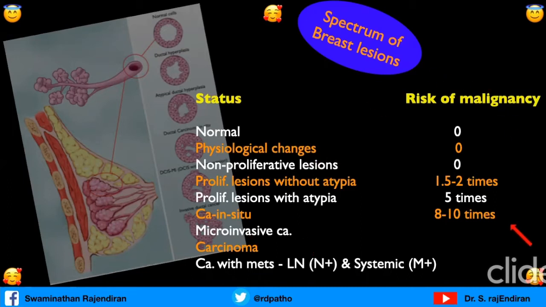Okay, so the reversible causes are proliferative lesions without atypia, which have a 2 times risk of malignancy, whereas when there is atypia, the risk increases to 5 times, and when it is carcinoma in situ, the risk increases to 10 times for the development of subsequent cancer. So we have to identify lesions at this level, and we have to prevent the patient going into the invasive carcinoma level. That's why you have to know the spectrum of breast lesions, so that you can prevent the development of cancer by screening the patients and identifying the breast lesions in the pre-invasive status.